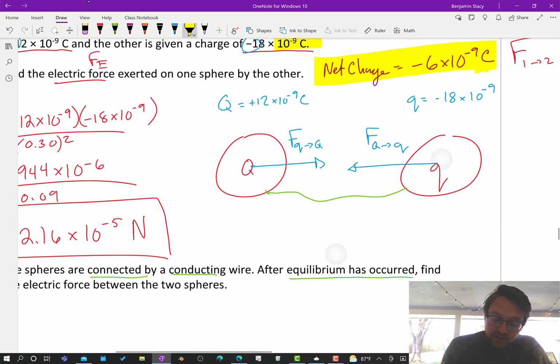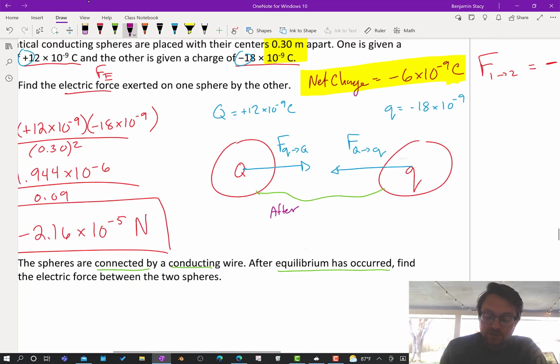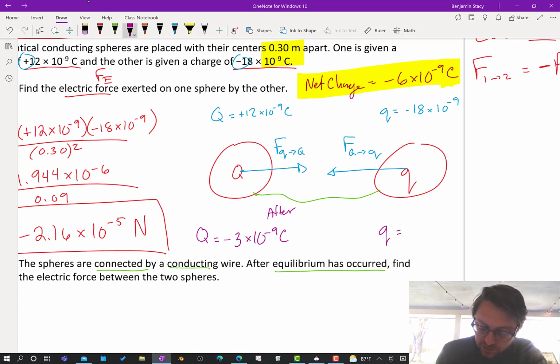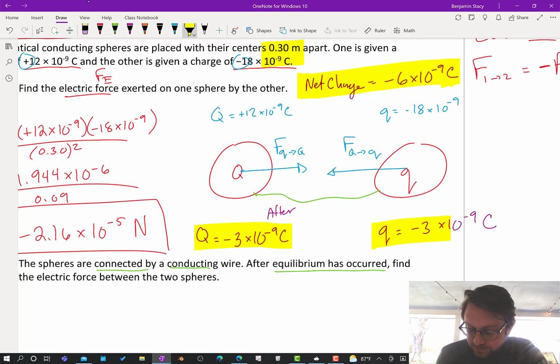Okay, so after they're touched by a conductor, all that net charge has to stay the same because charge is conserved, but it's going to spread out equally. So after, one of our conductors is going to have a charge of minus 3 times 10 to the minus 9 coulombs, and the other charged conductor will have minus 3 times 10 to the minus 9 coulombs. Take a moment to reflect on why that should happen.